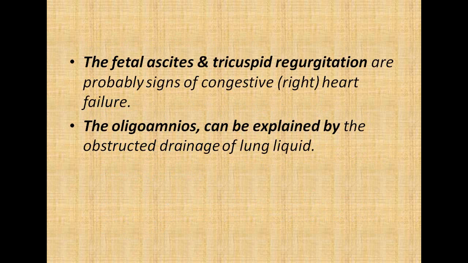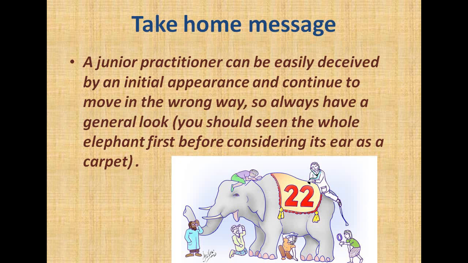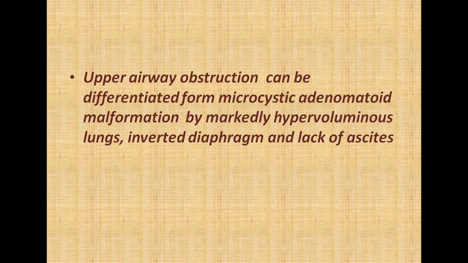The fetal ascites and tricuspid regurgitation are probably signs of congestive heart failure, and the oligoamnios can be explained by the obstructed drainage of lung liquid. Take-home message: a junior practitioner can be easily deceived by an initial appearance and continue to move in the wrong way, so always have a general look. You should see the whole elephant first before considering its ears as a carpet. Upper airway obstruction can be differentiated from microcystic adenomatoid malformation by markedly hypervoluminous lungs, inverted diaphragm, and lack of ascites.